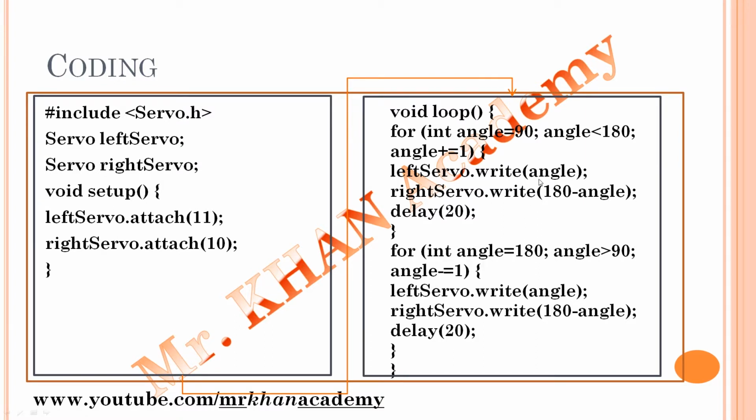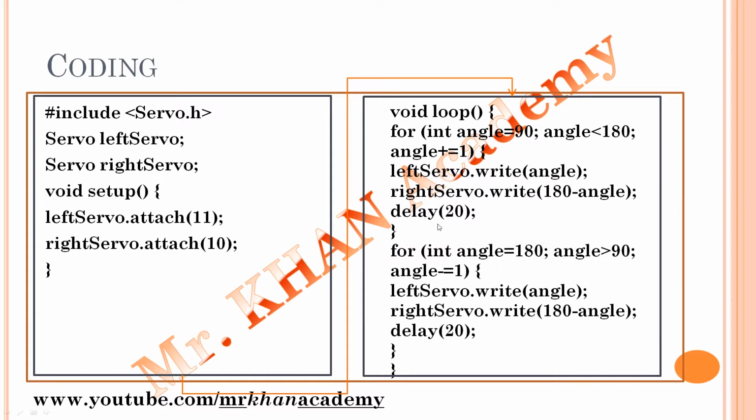In the next line, when the angle becomes 180, going beyond 180 is not possible, so I need to decrease the angle. For that, there is a second loop: integer angle = 180, while the angle is greater than 90, the angle decrements by 1 degree, and those angles I am sending to the left and right servo with a delay of 20 milliseconds.